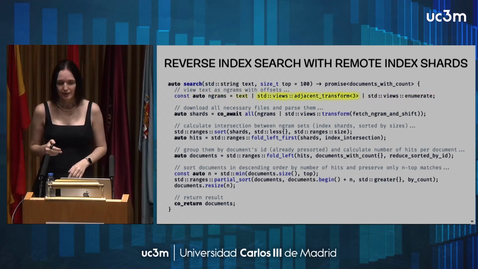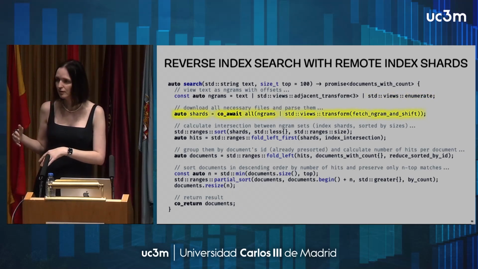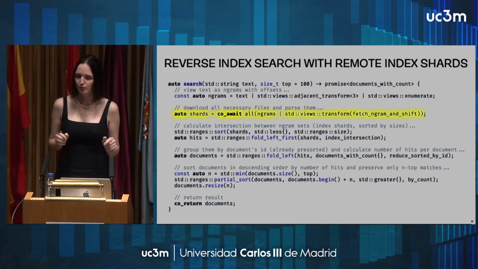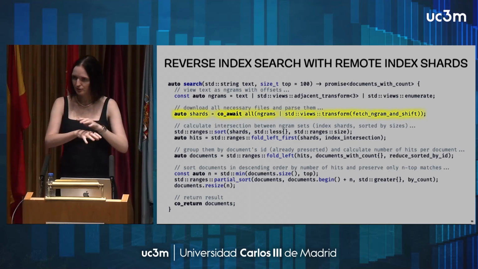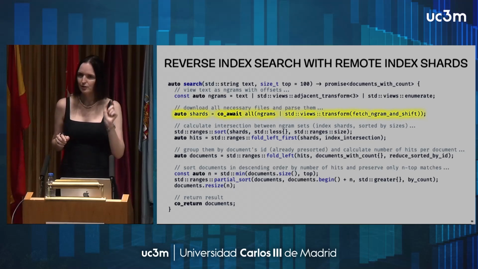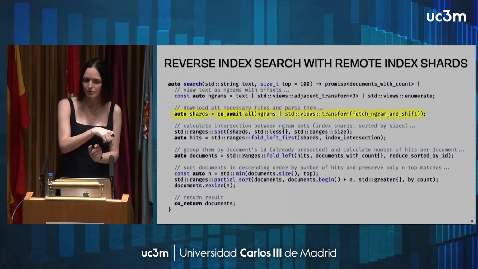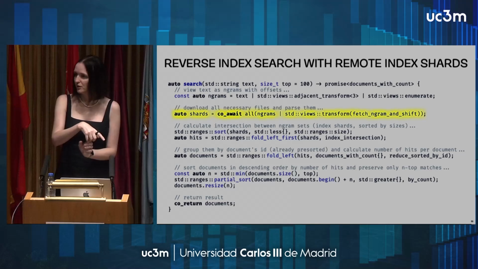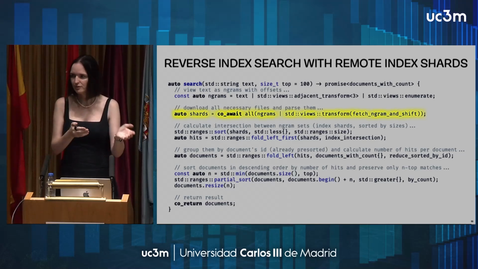Then we will take all the n-grams and transform them with a function fetch_ngram_and_shift. The fetch_ngram_and_shift will download all the occurrences of the n-gram itself across the dataset, and it's always a pair of document number and position. And the shift part of it will also shift the position by the position of the n-gram in the search text we are looking for. So if we are looking for the third n-gram, it will shift all the occurrences by minus 3, or minus 2 actually, because we are zero indexed.